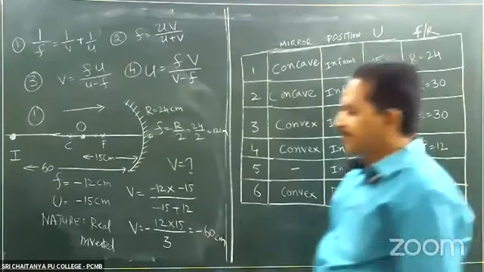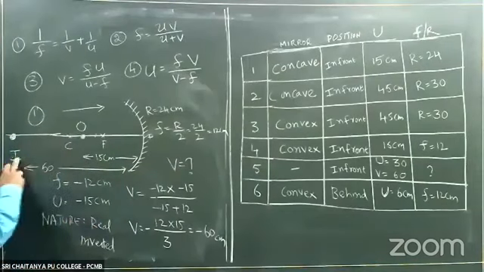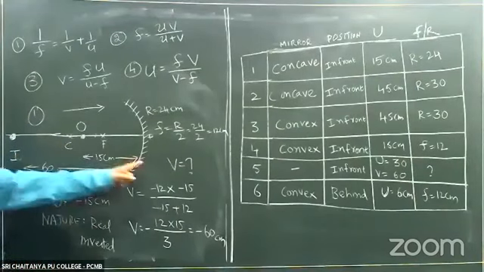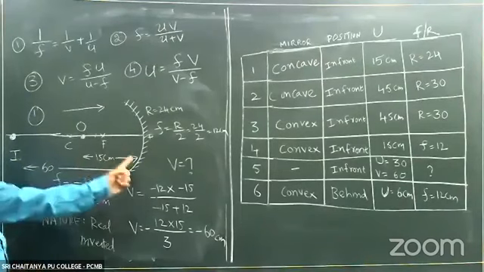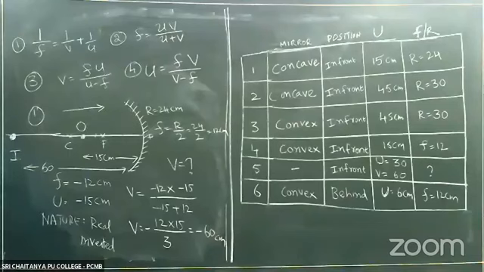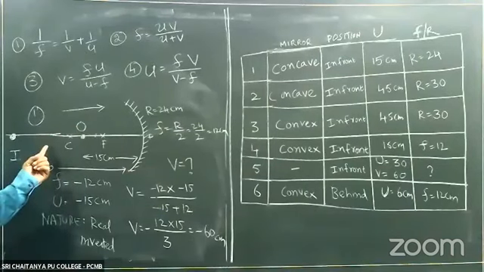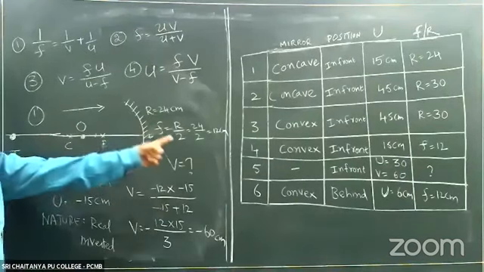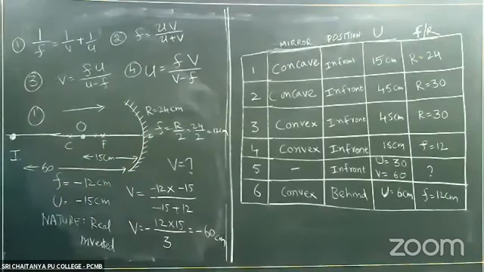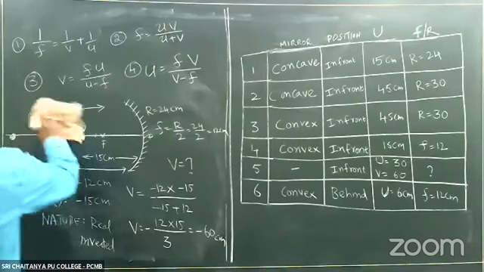Nature of the image. Object and image are in front of the mirror. In front of the mirror, real. Behind the mirror, virtual. Remember this one. If the image is formed in front of the mirror, real. Behind the mirror, virtual and erect image. Now, going for the second problem.